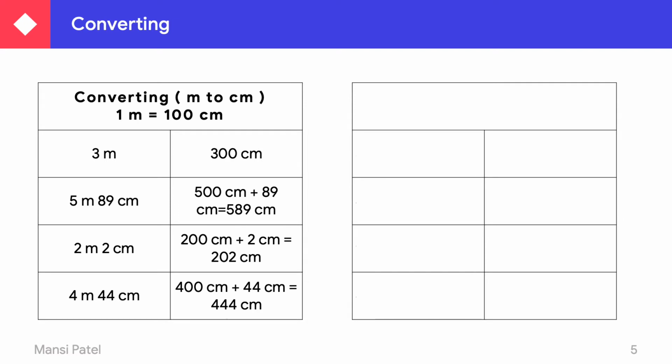Now let us see some conversions of centimeter to meter. We know that 100 centimeter is equal to 1 meter. So 567 centimeter is equal to, when we convert this 567 centimeter, you just divide by 100.